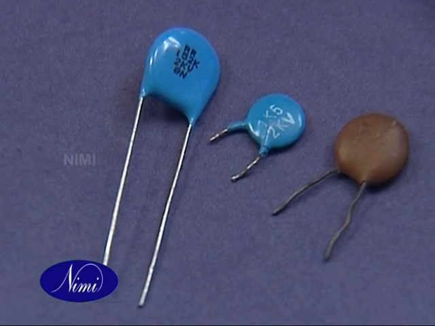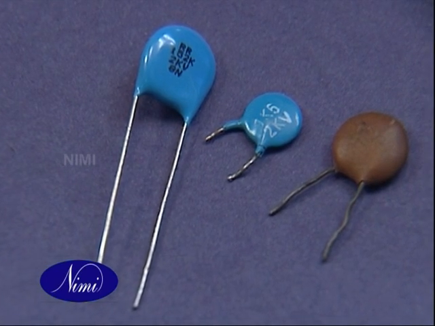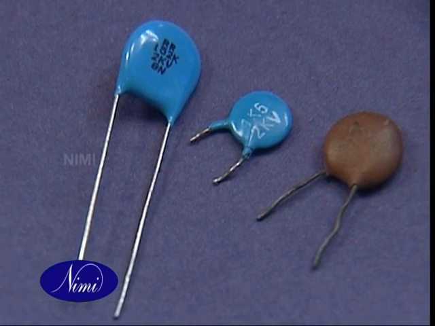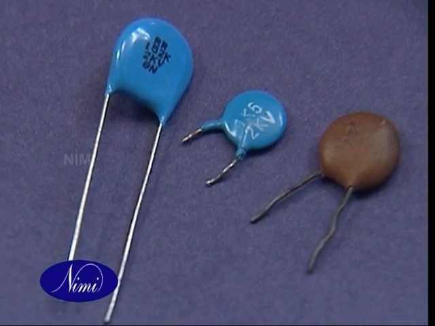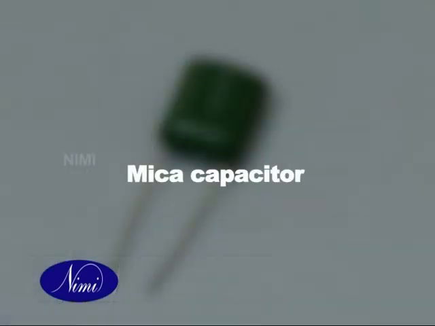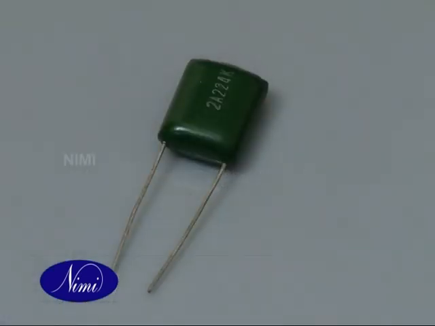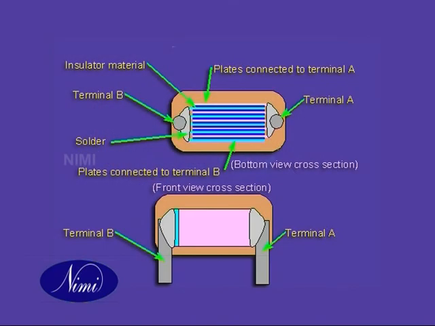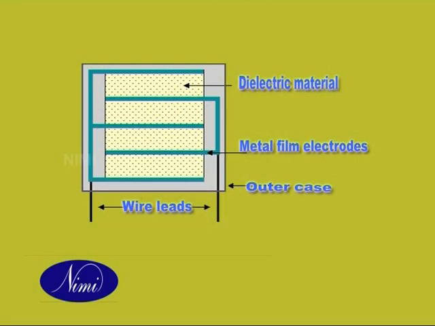In ceramic capacitors, the discs are made using ceramic as an insulator with a silver deposit on each side of the plates. Mica capacitors consist of alternate layers of metal foil and thin sheets of mica. The metal foil forms the plate, with alternate foil sheets connected together to increase the plate area, thus increasing the capacitance.